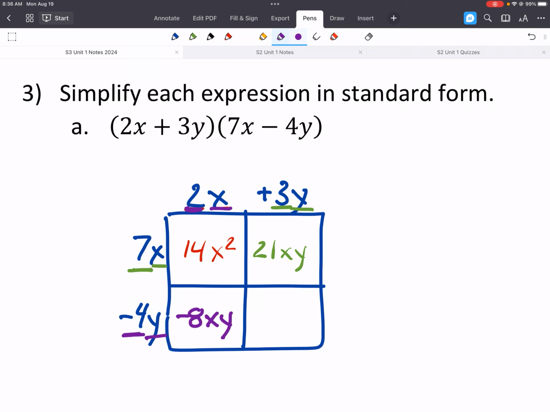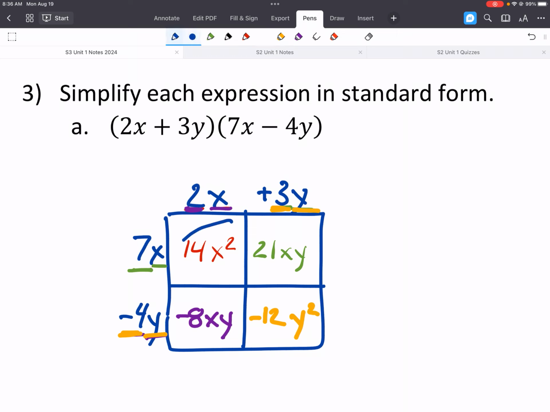When we order those, again, I'd probably recommend that you always do it alphabetically, so you have xy instead of yx. There's nothing wrong with that, but when we get to the point where we want to combine like terms, it might be more confusing if they're not going the same direction. Okay? And then our last one, we've got -4 times 3 is -12, and then y times y is y squared. And then we'll just combine like terms.